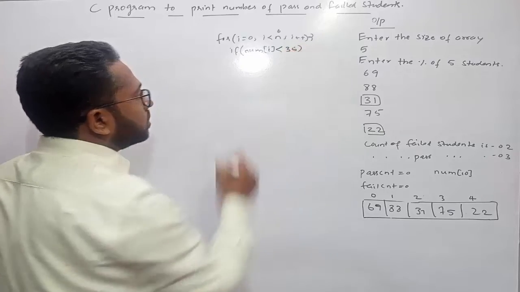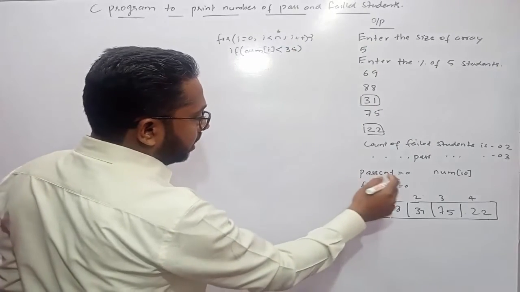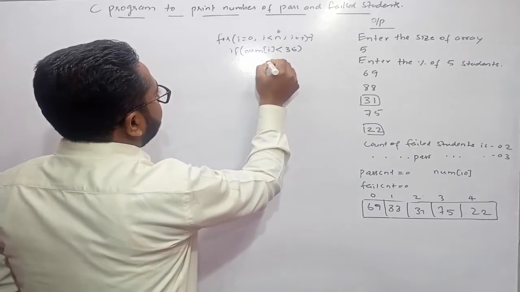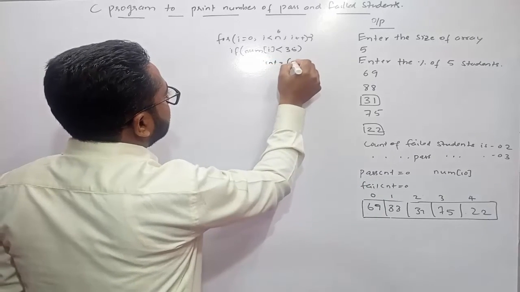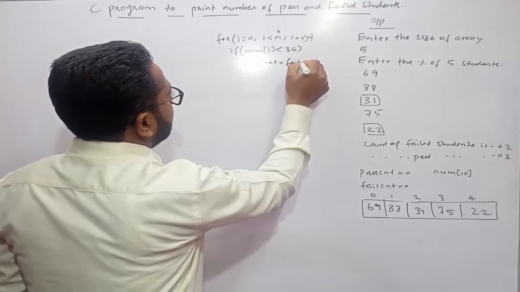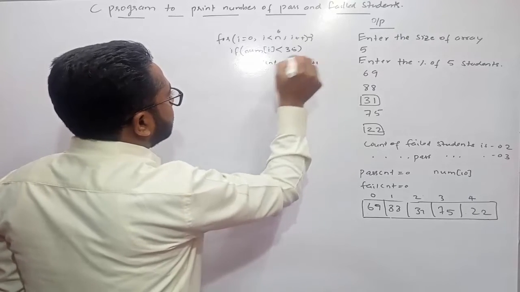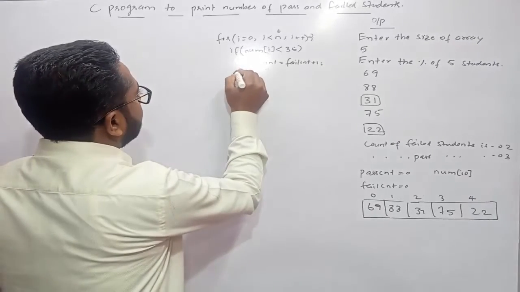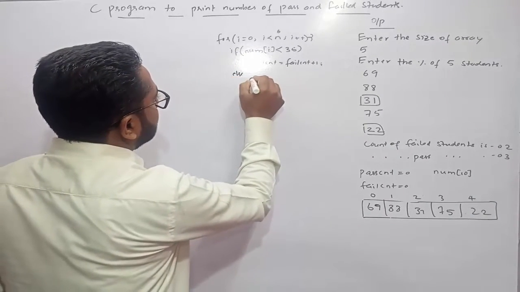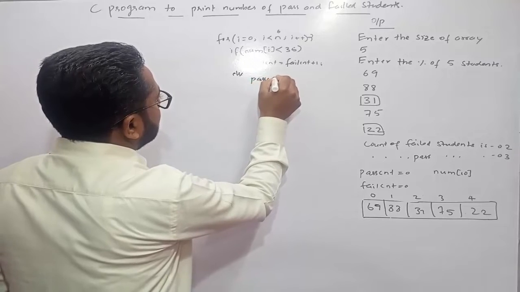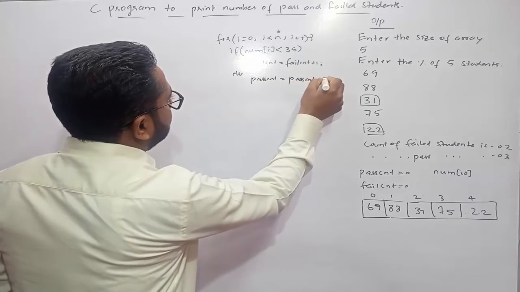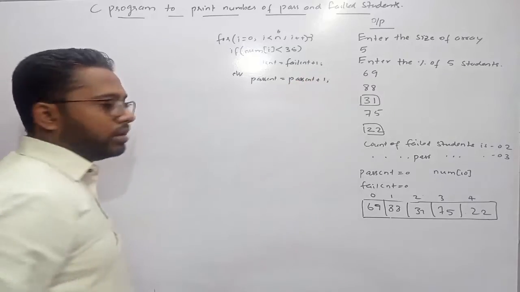35, then we will increment the fail count. Fail count is equal to fail count plus 1. Otherwise we will increment pass count. Pass count is equal to pass count plus 1. That's all.